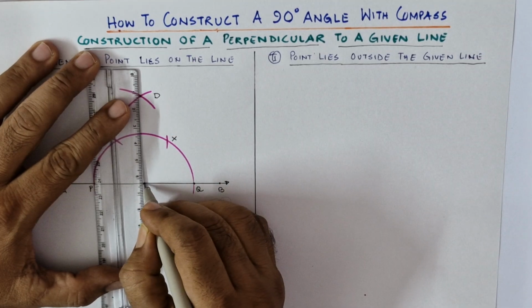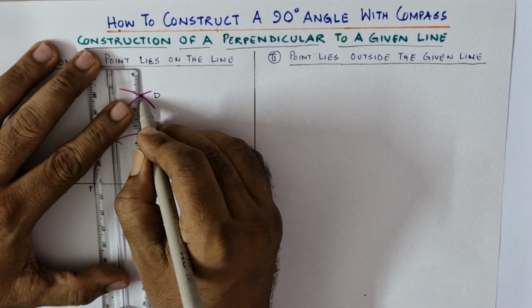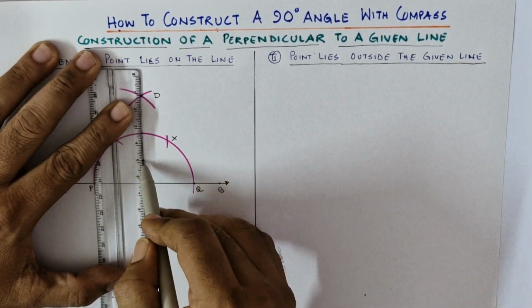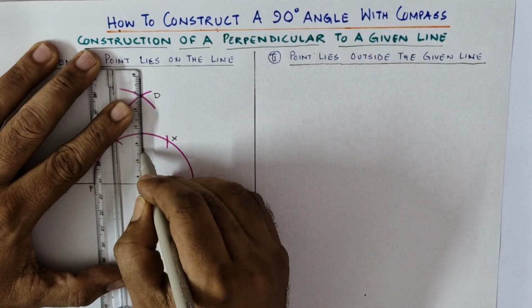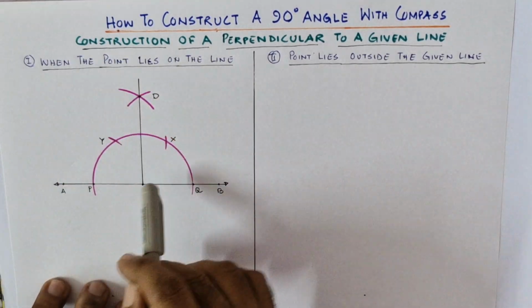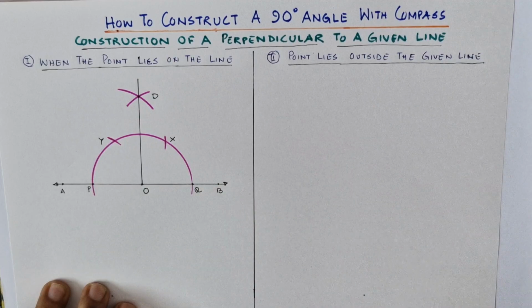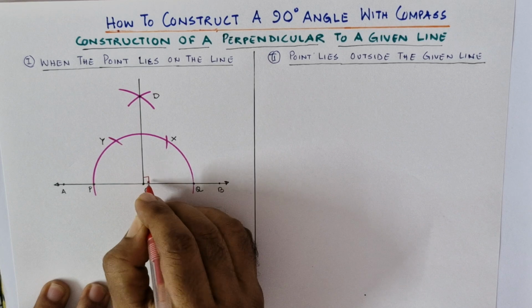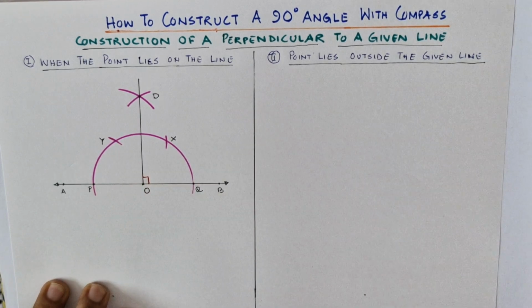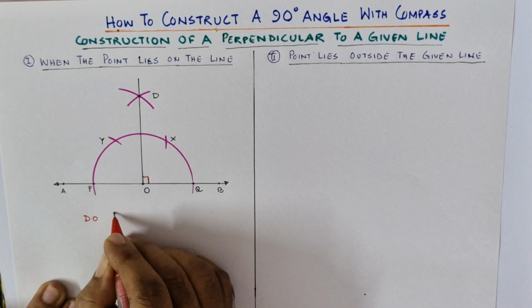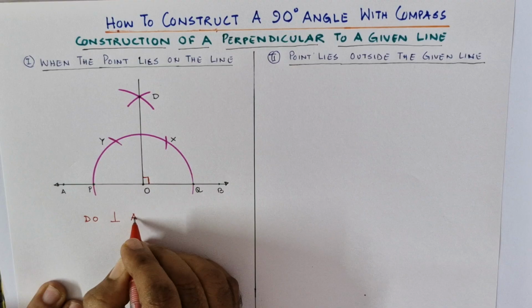Take this point and take this point, right? Be careful. Now what we have here is a line perpendicular to the given line, forming an angle of 90 degree. This one is 90 degree, and this is the symbol of 90 degree. So we can say DO is perpendicular to the line AB.